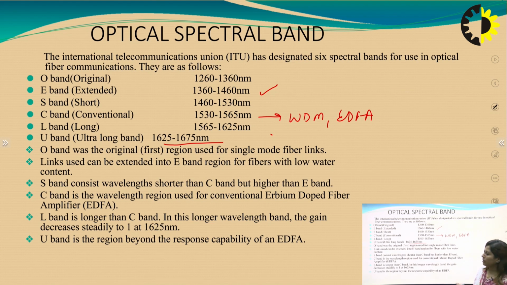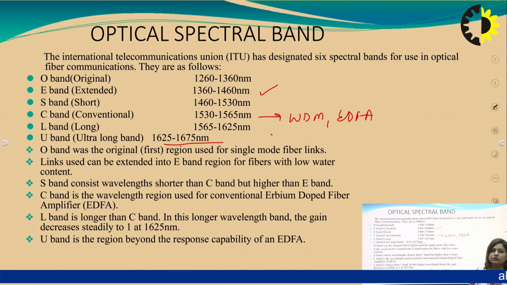The O band was the original, which I have told you, which is used for single mode fiber links, and it can be extended into the E band for fibers with lower water content, that is hydroxyl ion content. Lower water is basically OH ion content. The S band consists of wavelengths shorter than the C band but higher than the E band. The C band is the wavelength region used for conventional erbium doped fibers or WDM.